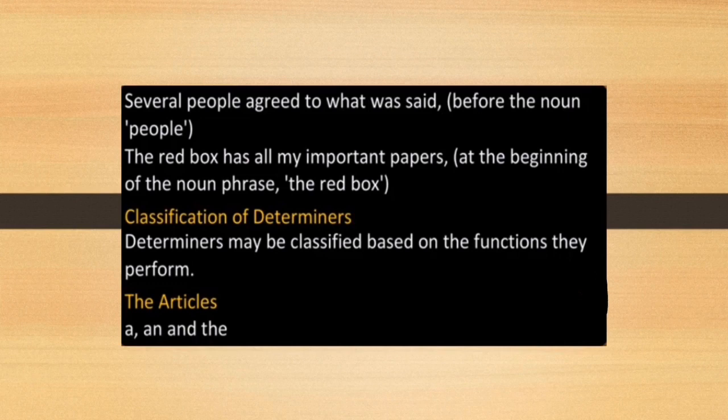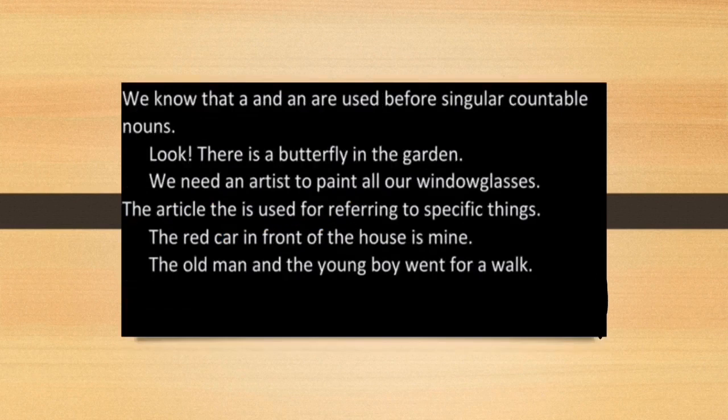Okay, so a and an, when are they used? Let's see when are a and an used. A and an, you all know they are used before singular countable nouns. Like, look, there is a butterfly in the garden. Okay, so butterflies are countable. ठीक है, एक butterfly है आप उसे count कर सकते हो. They are countable nouns, right? And it's a butterfly, a single butterfly. So with a singular countable noun we use a, right?